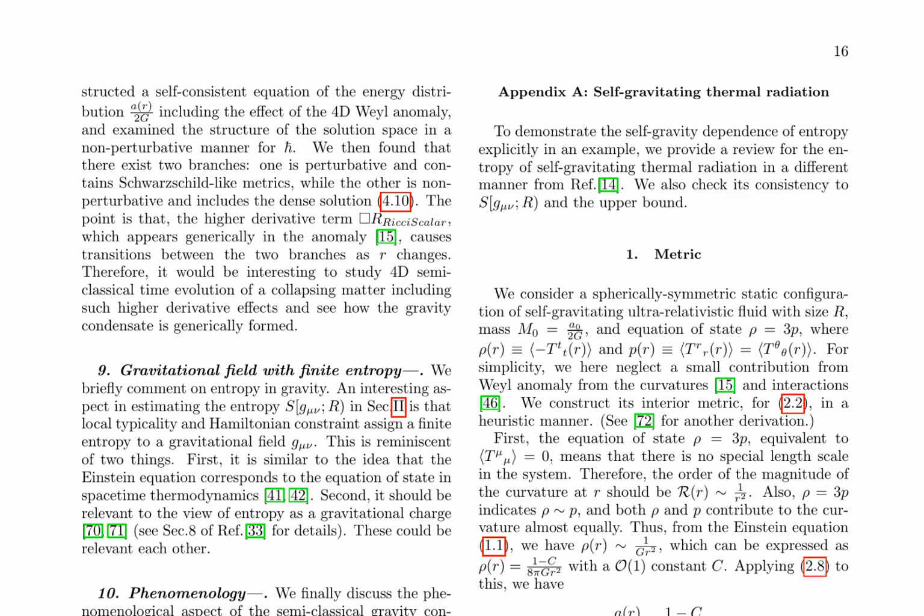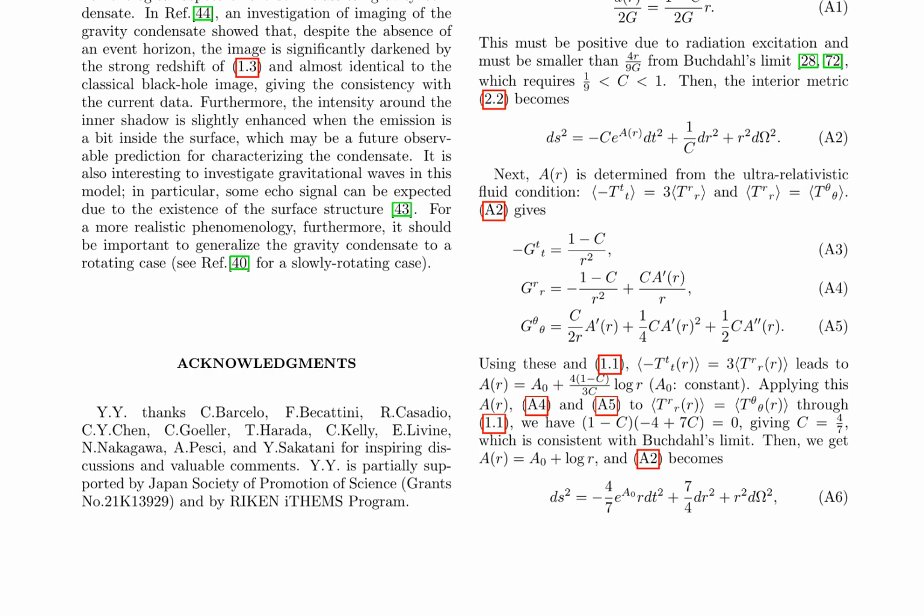In the context of entropy and gravity, the authors note that local typicality and Hamiltonian constraint assign a finite entropy to a gravitational field g_μν. This is reminiscent of the idea that the Einstein equation corresponds to the equation of state in spacetime thermodynamics and the view of entropy as a gravitational charge.